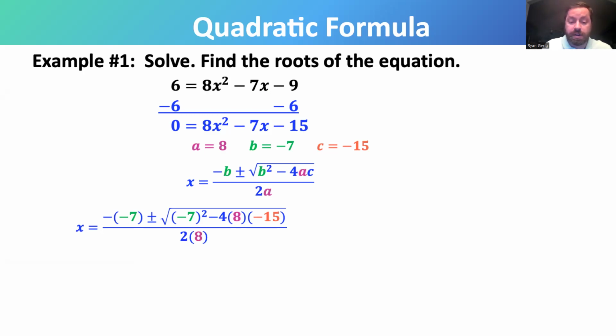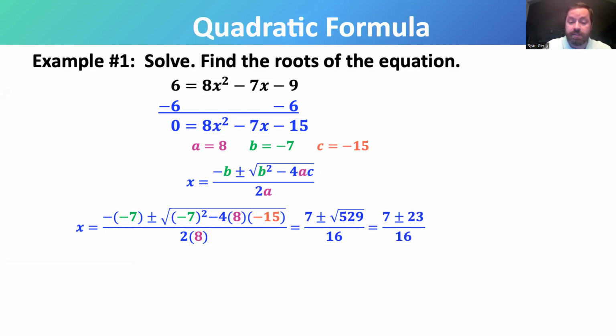So first step is just plugging the numbers in the right spots with parentheses. Second step is to simplify a little bit. So negative 7 is positive 7, plus or minus the square root of. I would just go straight to your calculator and type this in with parentheses. Negative 7 squared, right? So parentheses, negative 7, close parentheses, squared, minus 4 times 8 times negative 15. You should get 529. 2 times 8 on the bottom is 16. Now we're going to do the square root of 529, which is 23. So 7 plus or minus 23 over 16.